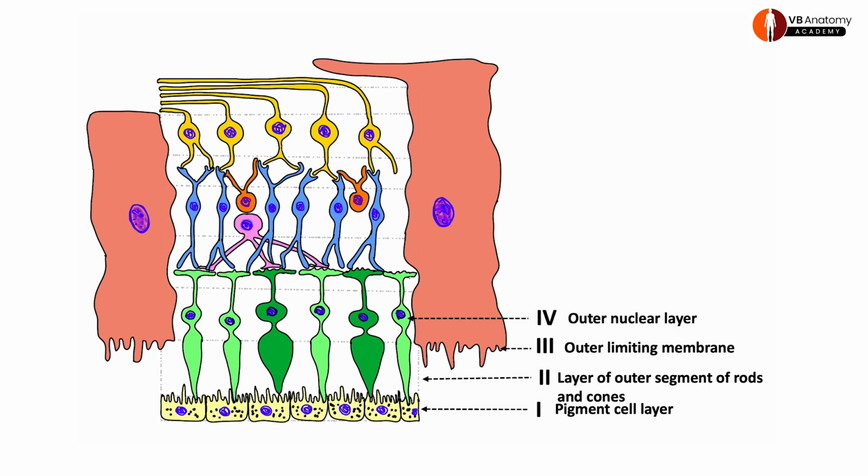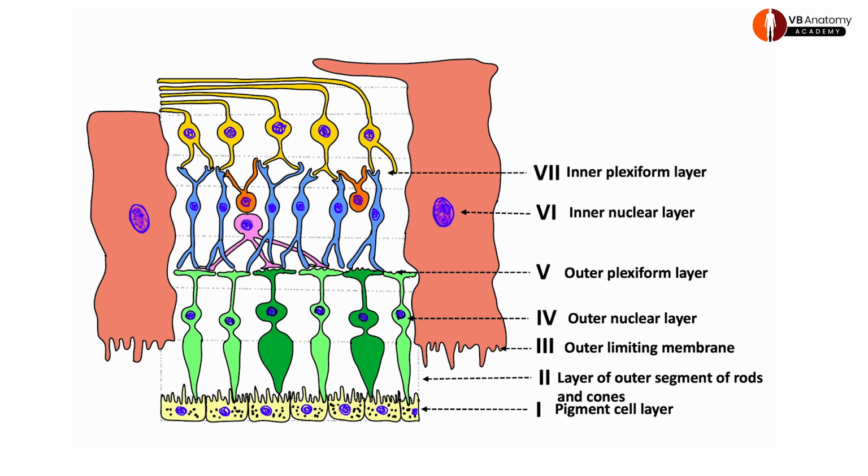The nuclei of rods and cones form the outer nuclear layer, the fourth layer of retina. The synapse between rods and cones, bipolar and horizontal cells forms the outer plexiform layer, the fifth layer of retina. The nuclei of bipolar, amacrine, horizontal and Mueller cells form the inner nuclear layer, which is the sixth layer of retina. The synapse between bipolar and ganglion cell forms the seventh layer of retina, the inner plexiform layer.